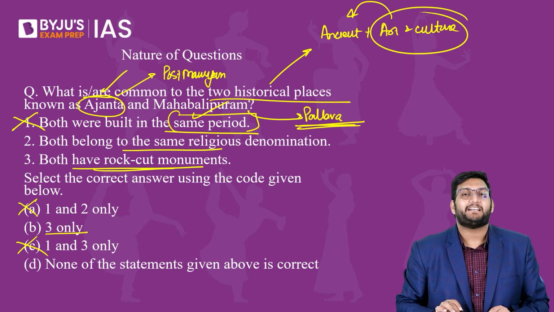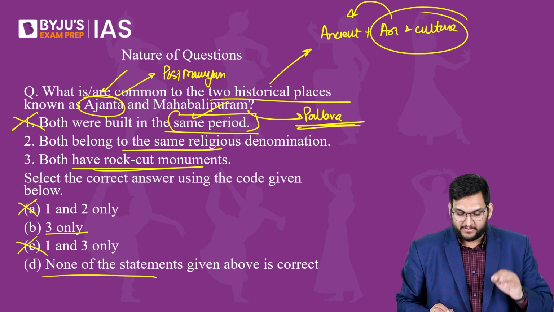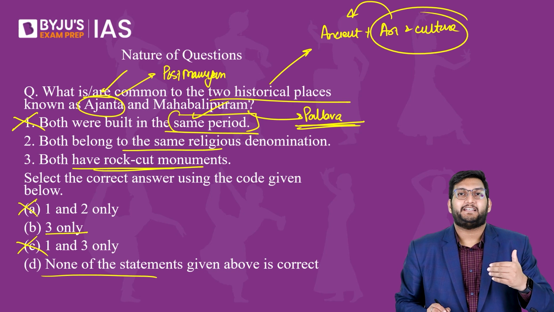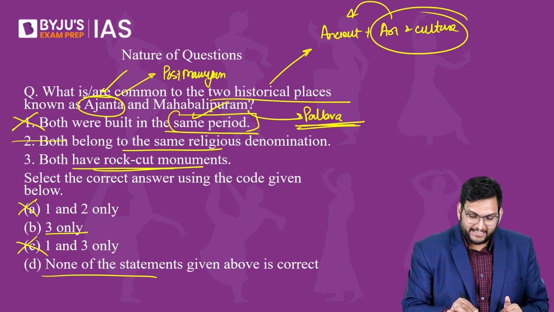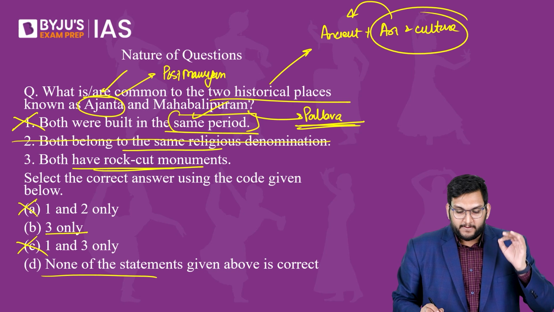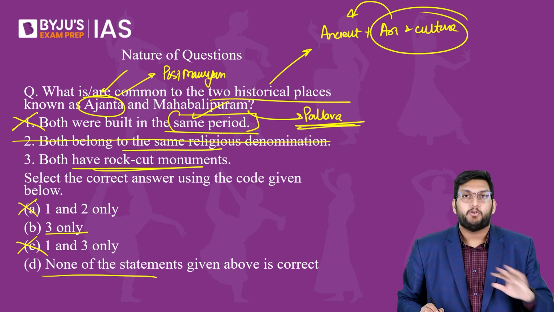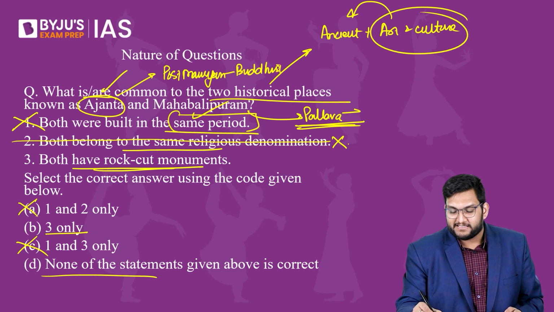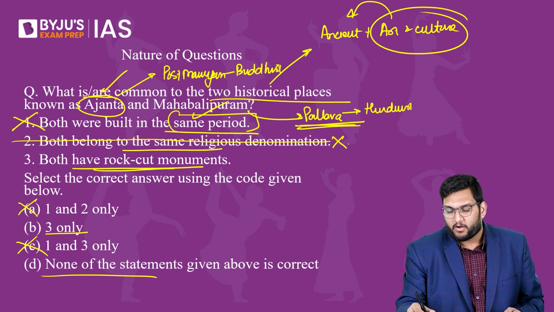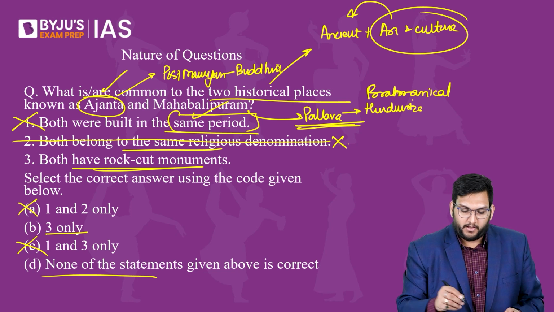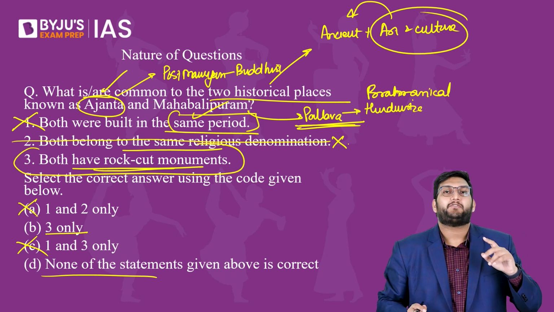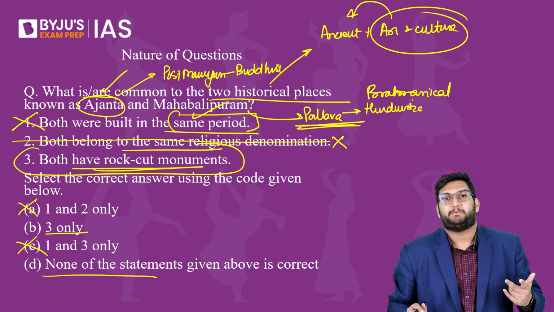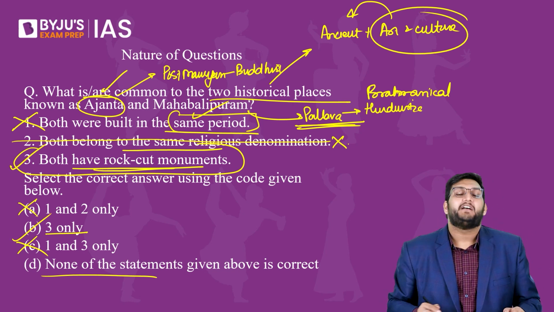Now, either 3 is correct or none of the above is correct. By this, we are automatically able to eliminate the second option. Both were from the same religious denomination? No, they were not. Ajanta is fully Buddhist, and Mahabalipuram is what is called Hinduistic, or Brahmanical. So we have to decide if both have rock-cut monuments. This is the art and culture part. Yes, they have. The answer is 3 only.